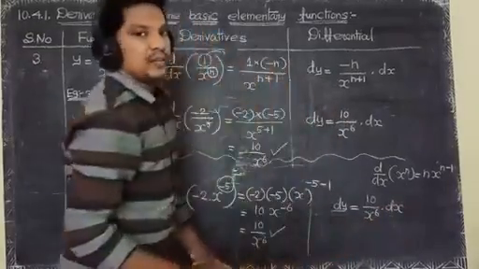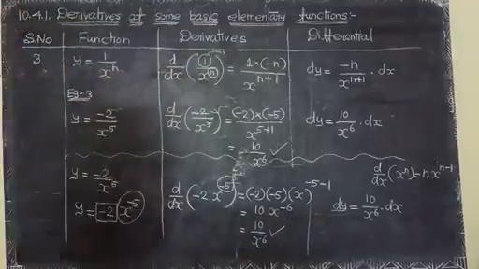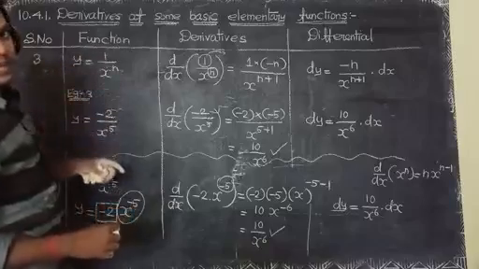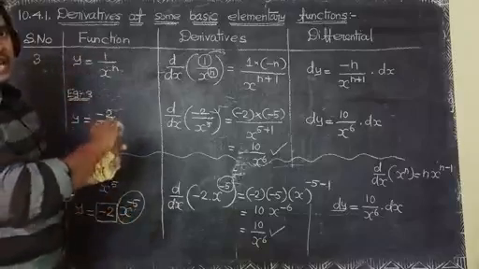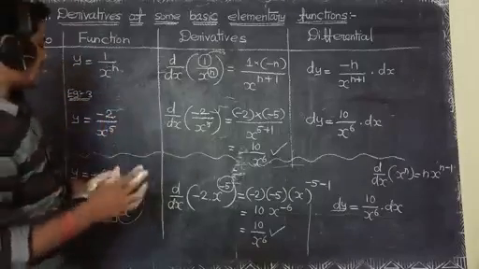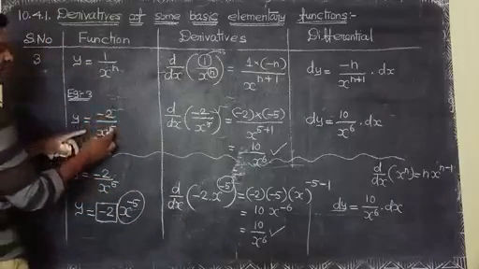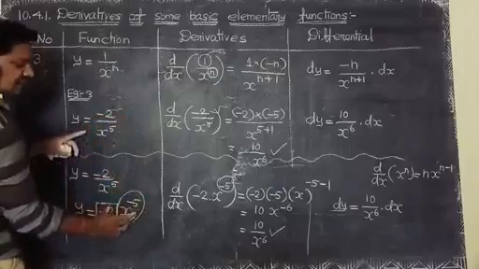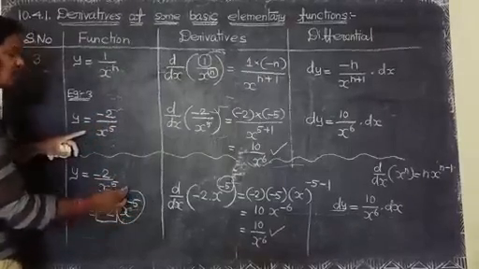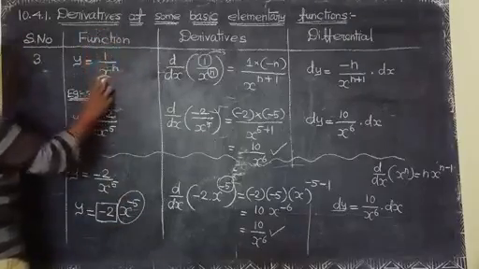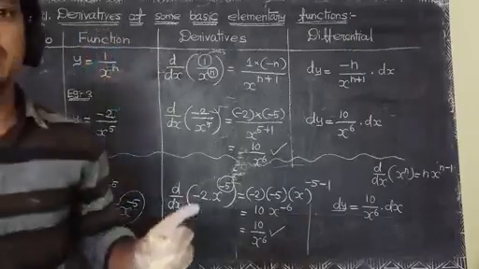Here we conclude one result: 1 by x power n or x power n, we can change into another structure. This is the given problem. A quotient function we can rewrite to the x power n formula. Likewise, x power n can be rewritten to the quotient formula. Both are the same value.